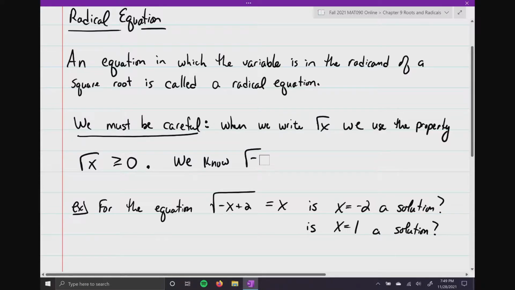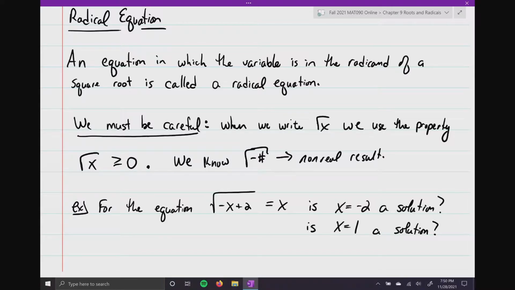We know a negative underneath the radical symbol, no matter what the number is, is a non-real result. Okay, it's a non-real number. So if we write square root of x, we're assuming that it's going to be greater than or equal to 0, or in other words, 0 or positive.